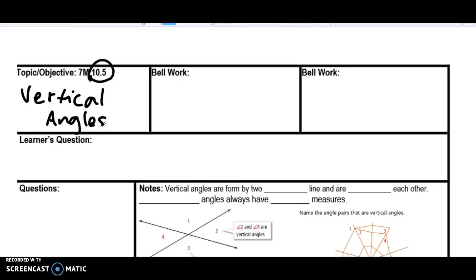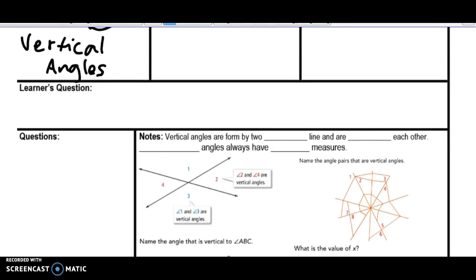We've talked about adjacent. Adjacent angles, remember, are next door neighbors. They share a wall. It's like they're duplex neighbors. We've talked about complementary, two angle pairs that add to 90. So if they're adjacent and complementary, then they form a right angle. We talked about supplementary angles that add to 180. So if they're adjacent and supplementary, they form a straight line.